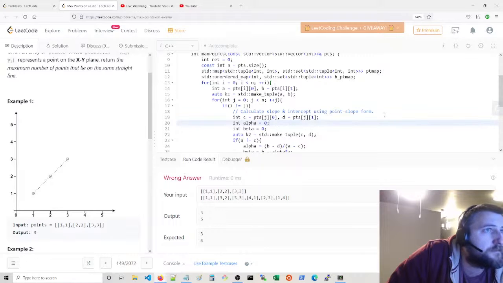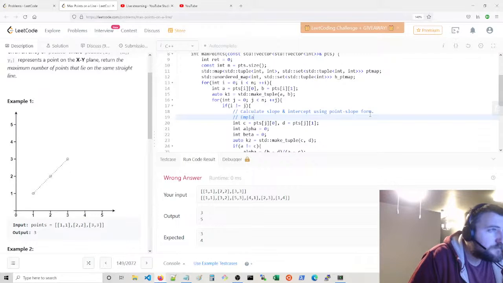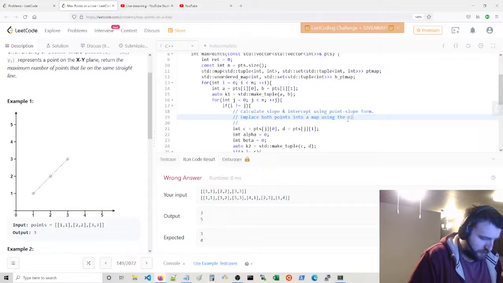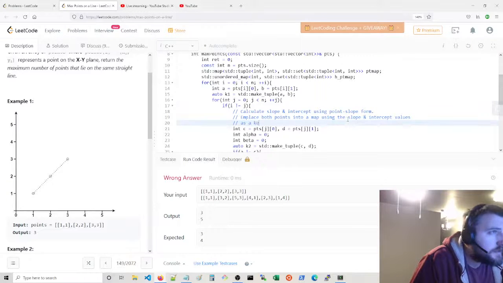Point slope form, and place points into a map using the slope and intercept values as a key.